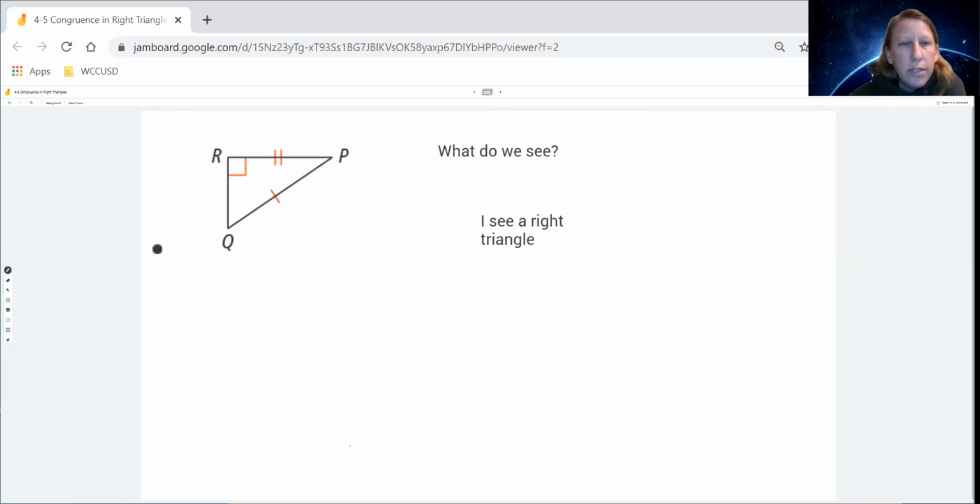Good. What other kind of way can we talk about this triangle? How do we know it's a right triangle? Yeah, because there's a box right here. There's a little square in the corner. That means that angle R is a right angle. That means the whole triangle is a right triangle. We could also say triangle RPQ is a scalene triangle.